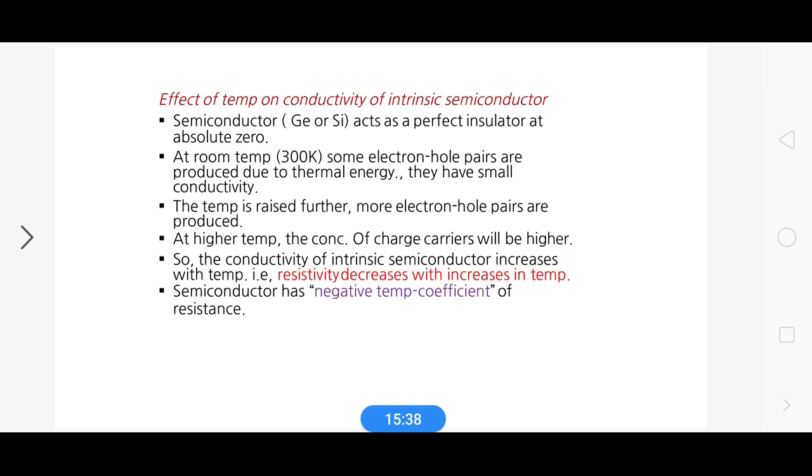So the conductivity of intrinsic semiconductor increases with the temperature. That is, the resistivity decreases with increase in temperature. Therefore, the semiconductor has a negative temperature coefficient of resistance. So this is the effect of temperature on the conductivity of intrinsic semiconductor. Then we go for the extrinsic semiconductor.